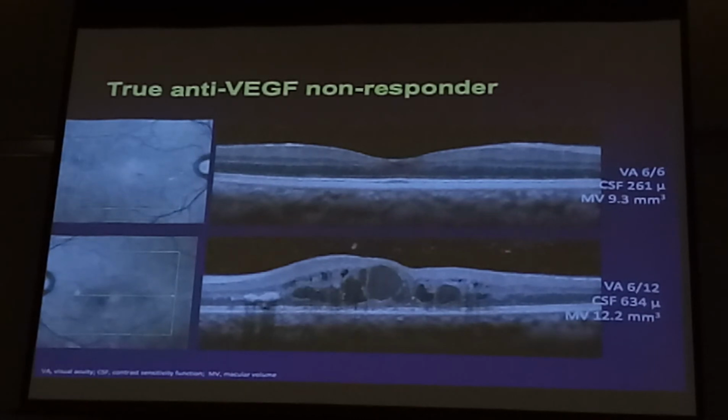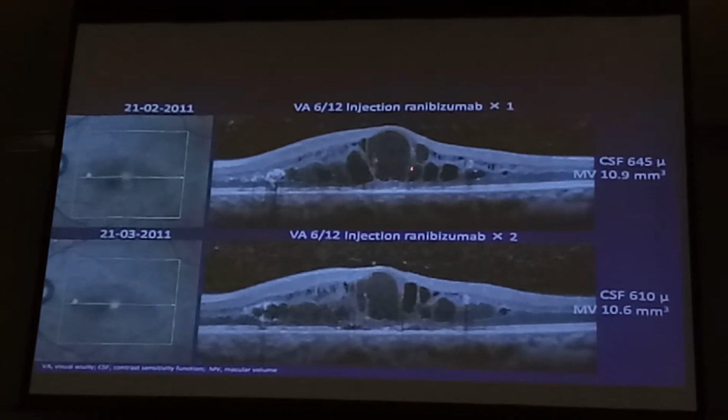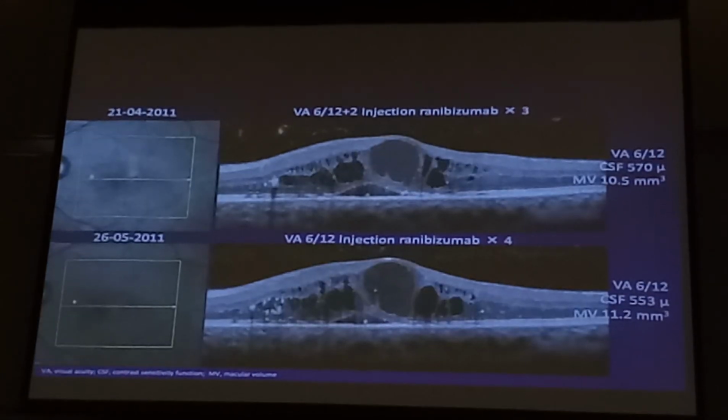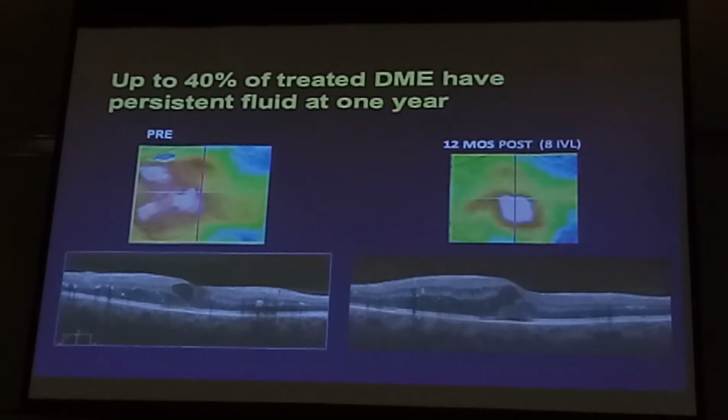This is an example. This is the baseline. After 1 injection, no change; 2 injections, 4 injections, 6 injections, and then we added laser, again, no improvement. Right? Significant cystoid macular edema, subretinal fluid. In fact, if you look at the trials, up to 40% of patients actually never had their fluid disappear.